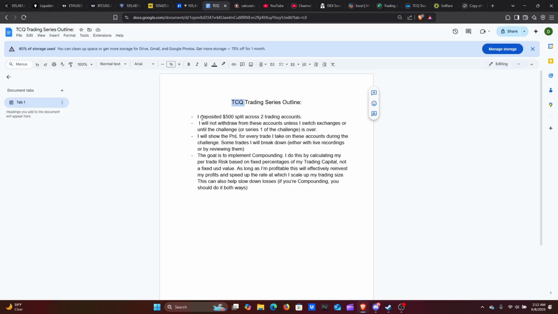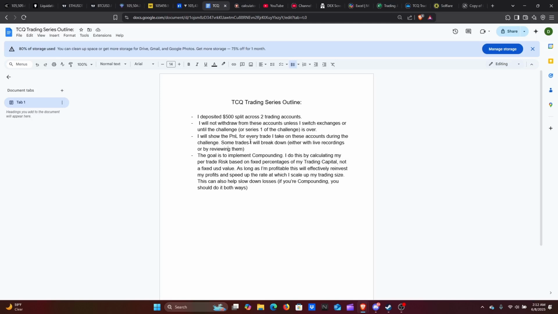And the idea is I deposited $500 split across 2 trading accounts. I will not withdraw from these trading accounts unless I switch exchanges or until the challenge, or just series 1 of the challenge, is over. And I'm going to be showing the P&L for every trade that I take on these accounts during the challenge.